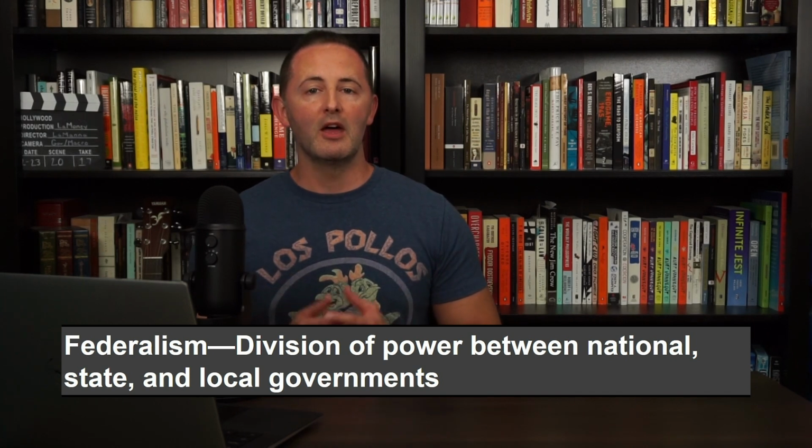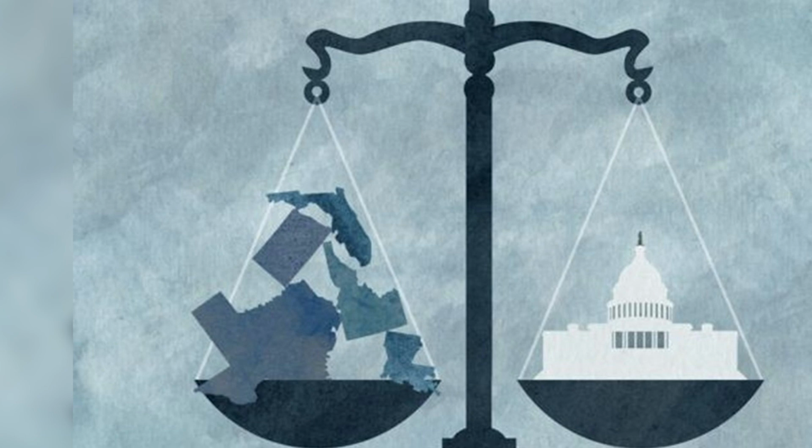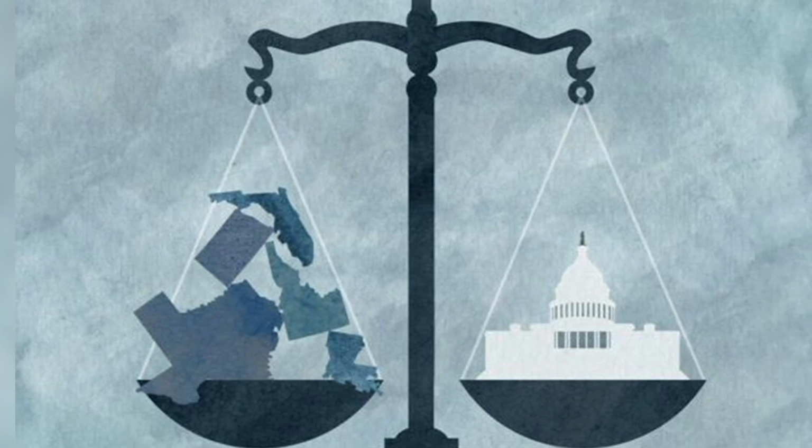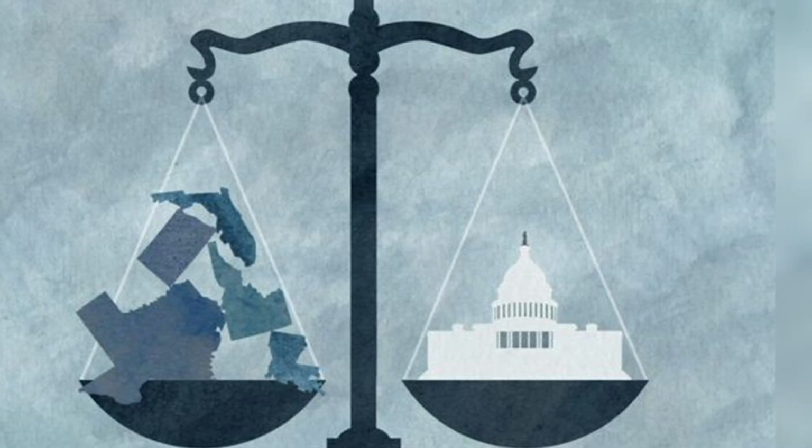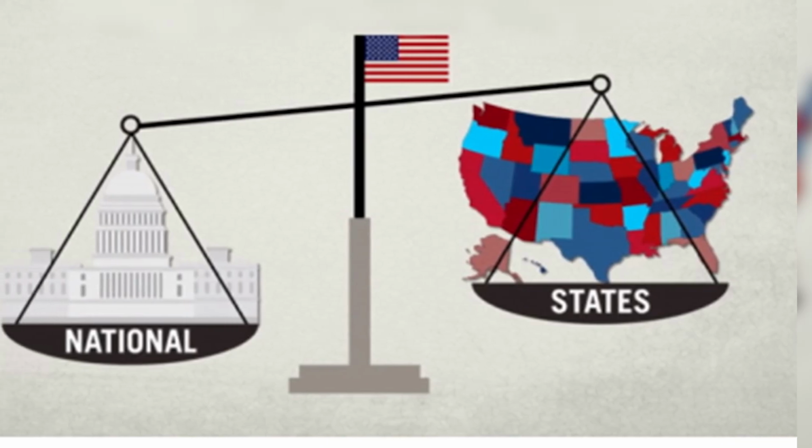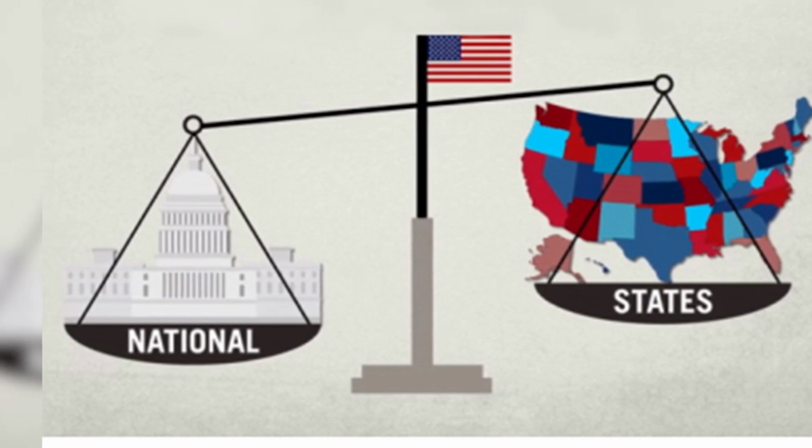Thanks. So let's begin by defining federalism. Federalism is the division of power between national, states, and local governments. Okay, simple enough. So right away, we can see that the US system is quite unique, with multiple levels of government that each have power over certain aspects of policy, but don't have power in other areas.